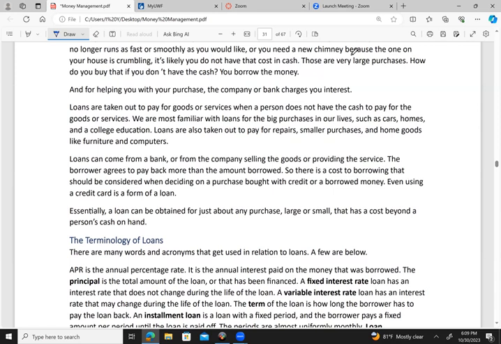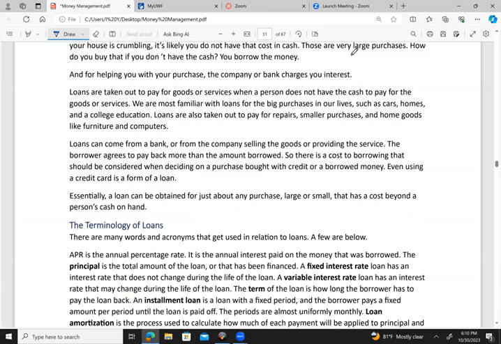And for helping you with your purchase, the company or bank charges you interest. Loans are taken out to pay for goods or services when a person does not have the cash to pay for the goods or services. We are most familiar with loans for big purchases in our lives, such as cars, homes, and college education. Loans are also taken out to pay for repairs, smaller purchases, and home goods like furniture and computers.